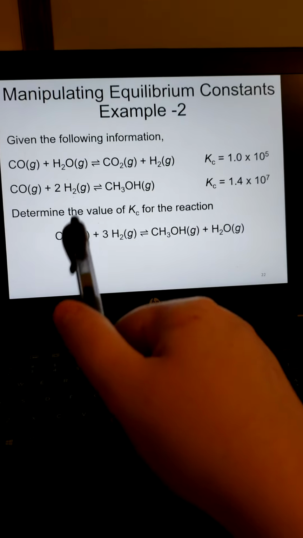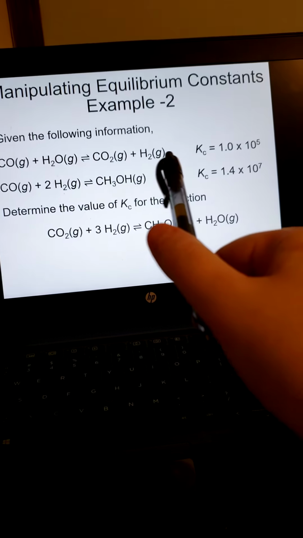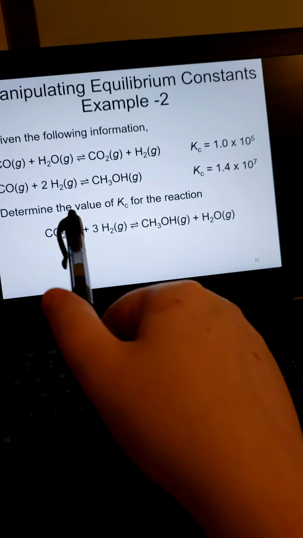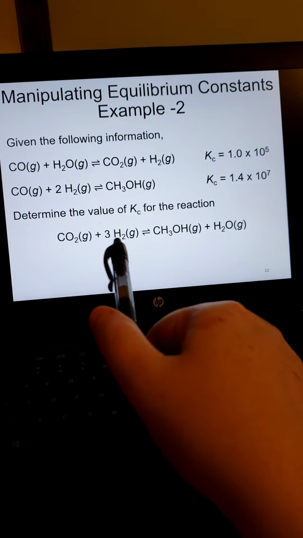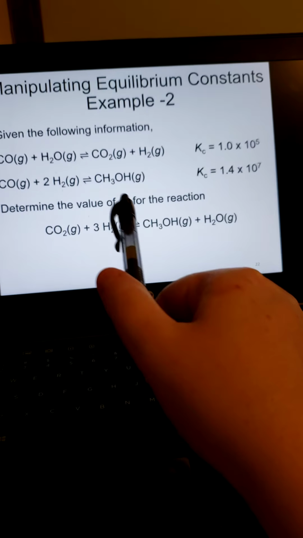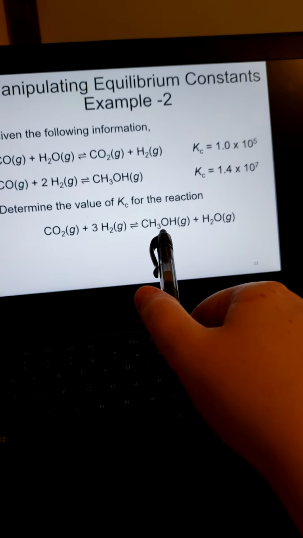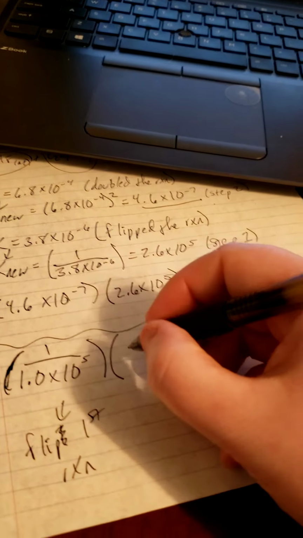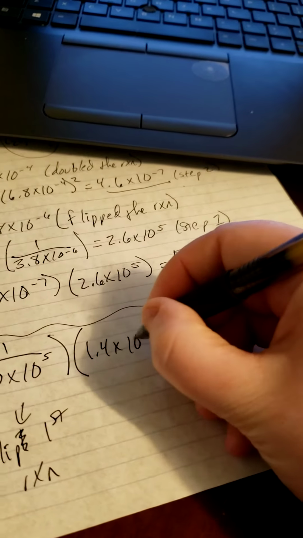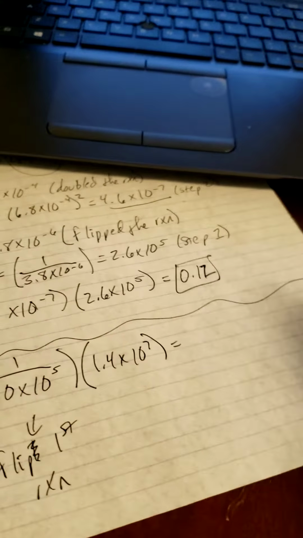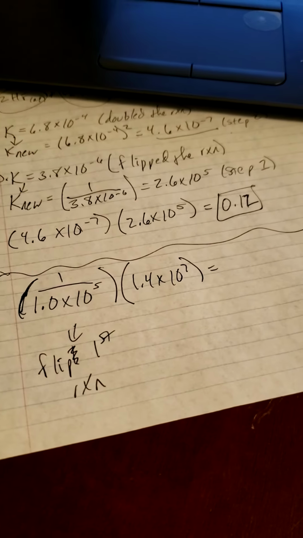You may be thinking that we're going to have to do something because of the H2, but remember, we got an H2 moved over here, so we are going to have 3 H2s on the left as that stands. And the methanol lines up, so we don't really need to do anything to this, right? So it's just going to be the 1.4 times 10 to the 7th. That's it. All right, we just got to put that in our calculator.